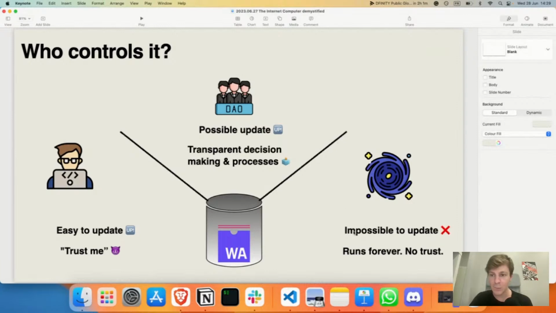Then we have the completely opposite approach, which is this one. You can remove all controllers from a canister. And so if you do that, then you have some code that will run forever, and it's impossible to update. This is really cool. It means you can, for example, I actually don't have... I've been thinking a lot about it, and I don't have really, really good examples of what we can do with that.